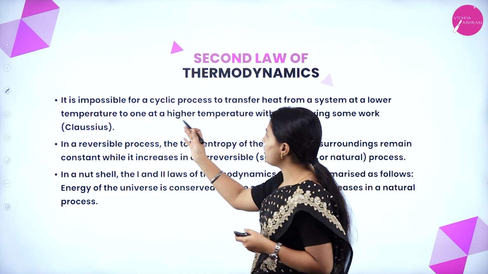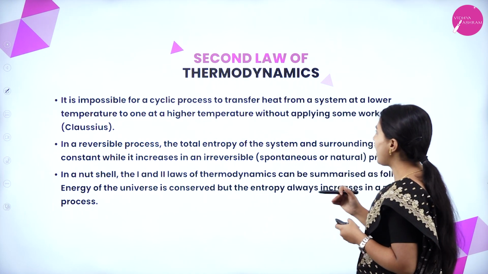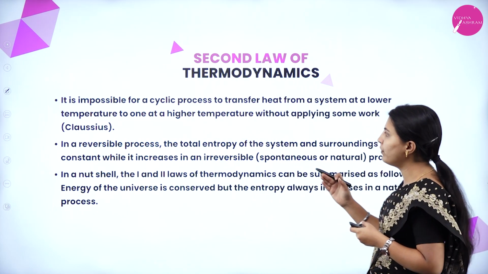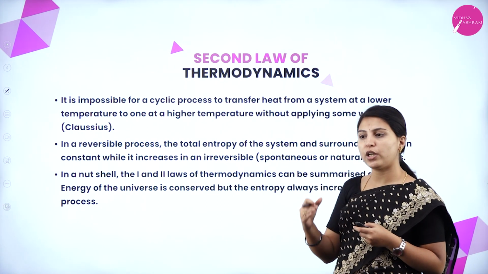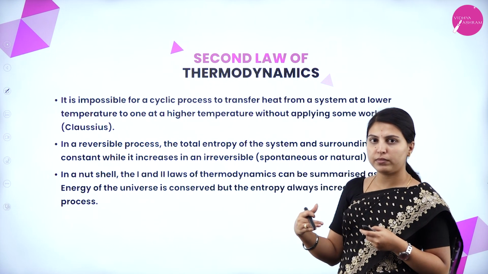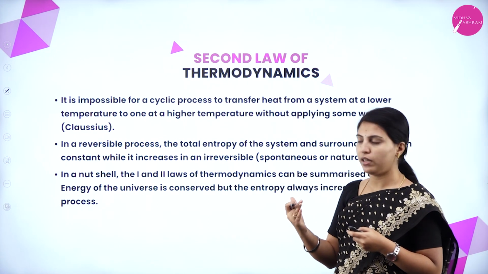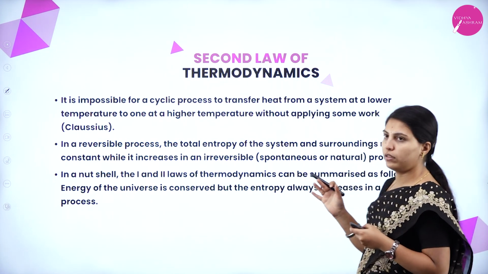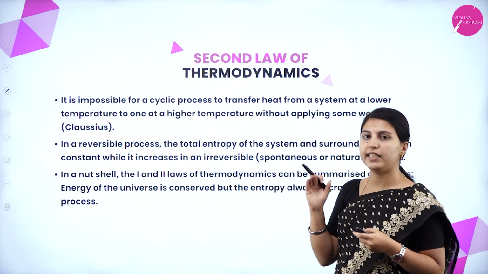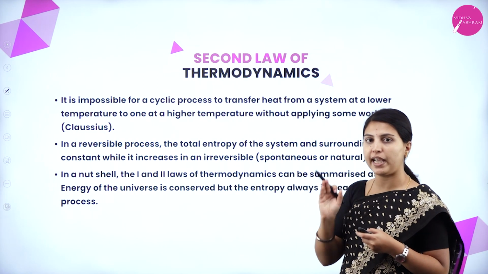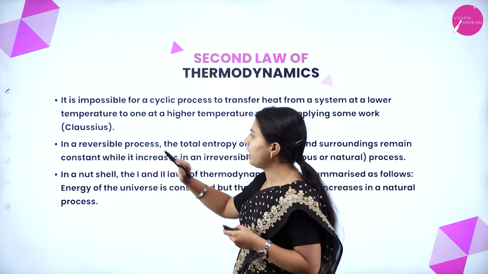Next, it is impossible for a cyclic process to transfer heat from a system at a lower temperature to one at a higher temperature. In a cyclic process, you cannot push heat from lower temperature to higher temperature without applying some work. From a lower to a higher region, you cannot send anything in a cyclic process without applying any work. That was said by Clausius.